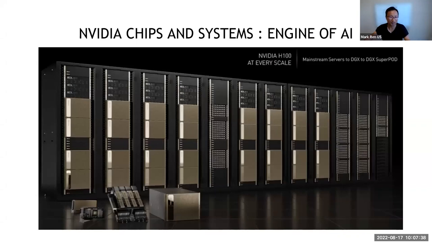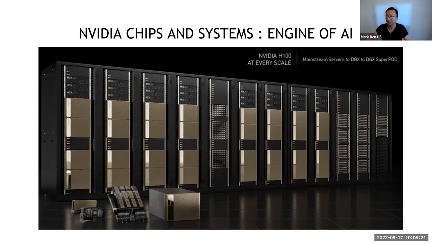So this is the new generation of GPUs and their systems. For example, this H100 GPU can deliver 4 petaflops of INT8. If we put 8 of them together, it becomes HGX, which has 32 petaflops of compute. And then we put 32 of these DGX together, that's a SuperPOD that can exceed 1 exaflop of compute. These are all ready to use for AI.